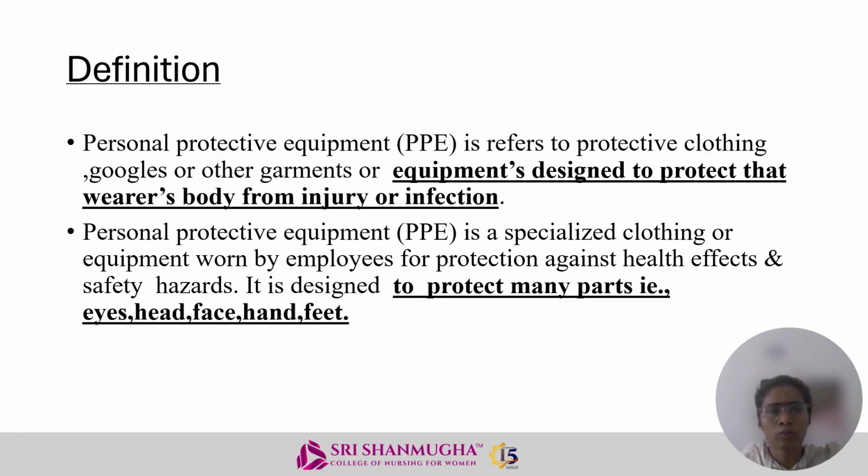Definition: personal protective equipment refers to protective clothing, goggles or other garments or equipment designed to protect the wearer's body from injury or infection. It's a very important point. It is specially designed to protect against health effects and safety hazards. It is designed to protect many parts, for example eyes, hair, face, hands.